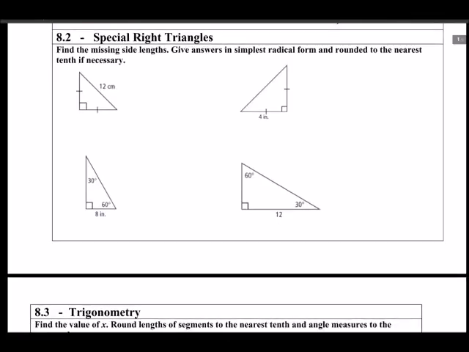8.2 was on special right triangles. This was our 45, 45, 90. And that's x root 2 on the hypotenuse. That's your hypotenuse. And we had our 30, 60, 90.